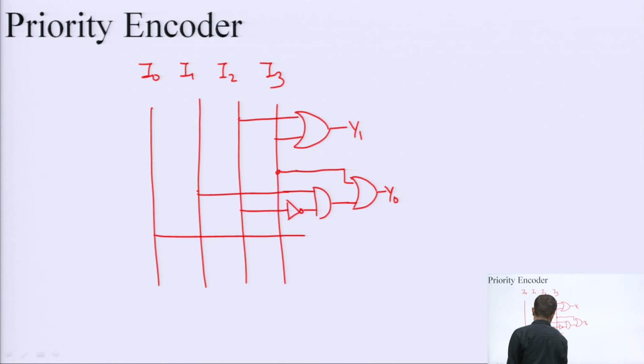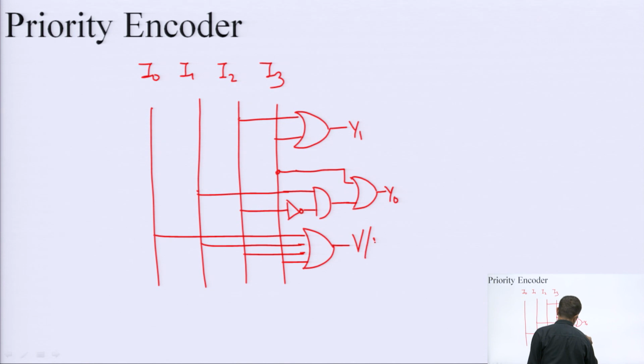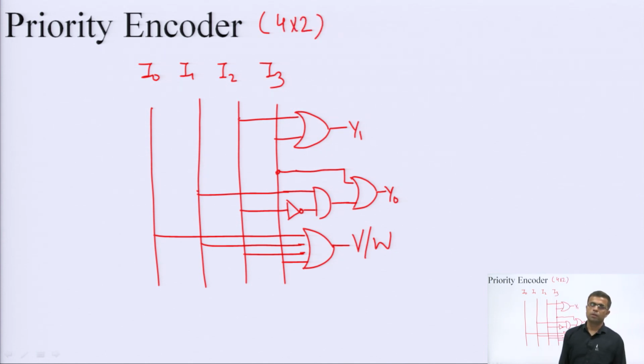Similarly, I0 plus I1 plus I2 plus I3, all these 4 added together gives me the expression for V or W, valid or working state. So, this is a 4 cross 2 priority encoder internal structure. Okay.